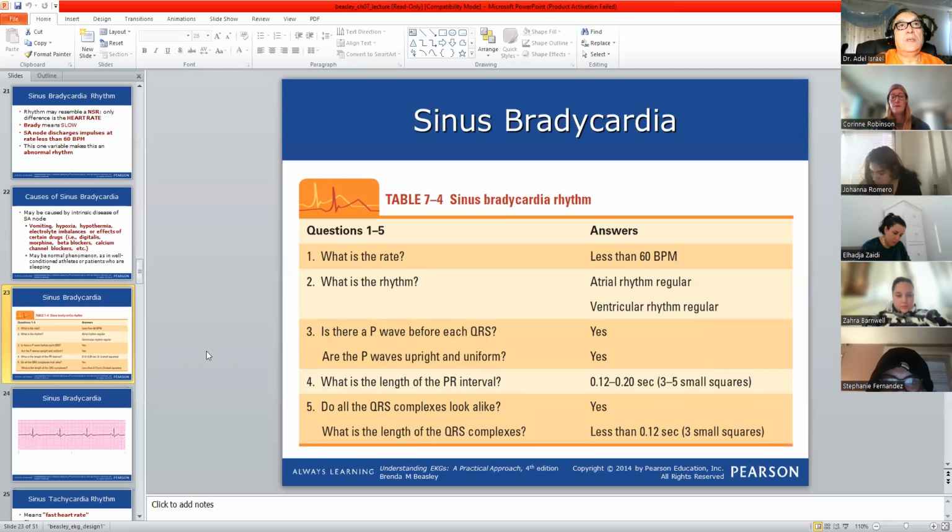As I told you, this golden slide talks about what sinus bradycardia is. And to make your study easy, you can put these slides together with the previous slides and compare.